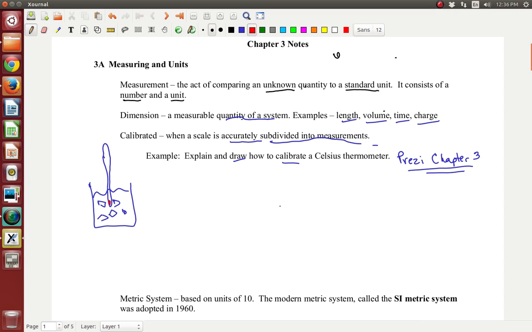And the liquid inside that thermometer is going to rise to a certain point. And this is ice water or freezing water. When it rises to this point, we're going to mark that point on our thermometer right here as 0 degrees Celsius. So that's the first fiducial point.